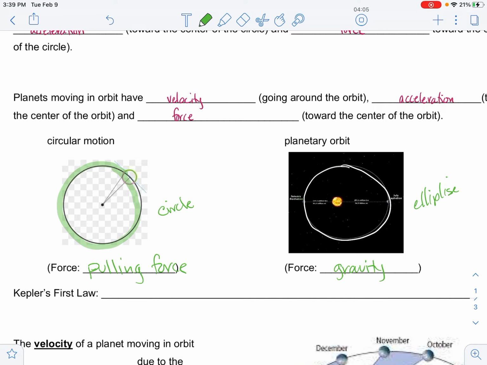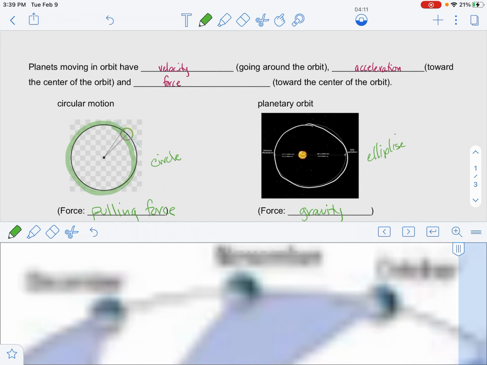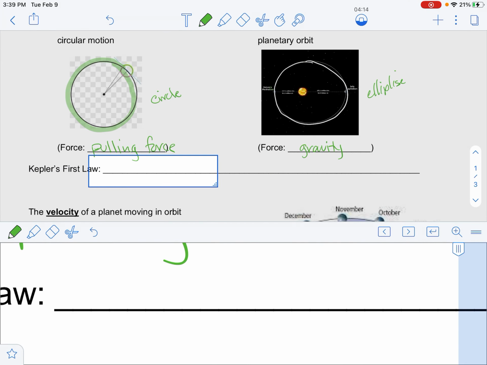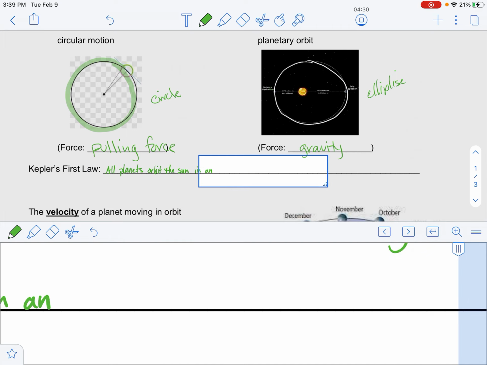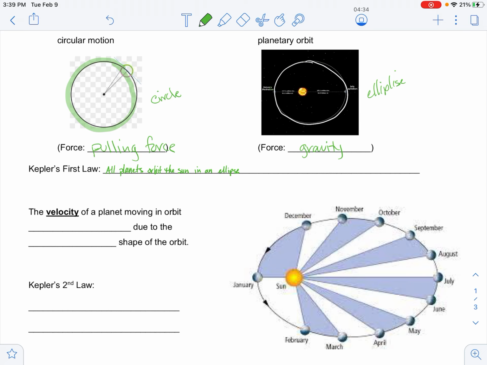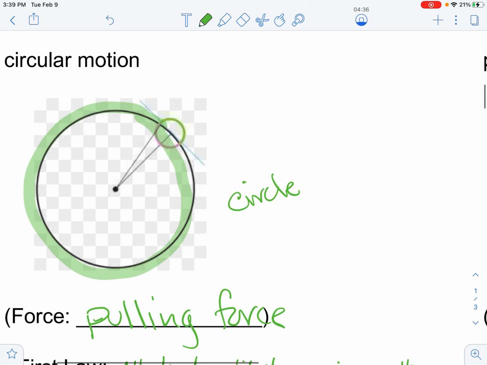Okay, so Kepler. Kepler's first law has to do with planets in orbit and the shape of their orbit. So here we go. Kepler's first law. All planets orbit the sun in an ellipse. Okay, in an ellipse.